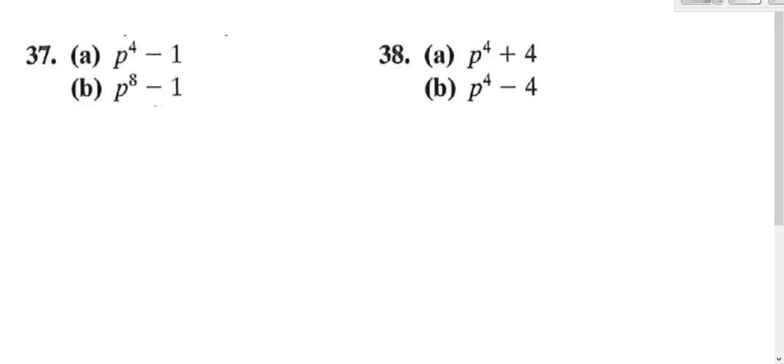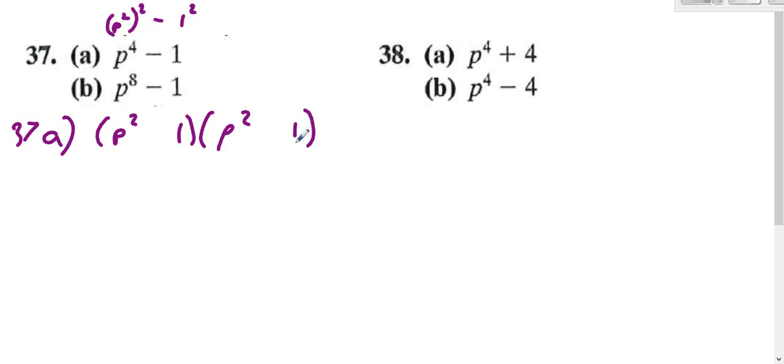So for 37, p to the fourth minus 1, those are perfect squares. P to the fourth is p squared squared. And 1 is 1 squared. So you can split that up as a difference of squares because it's a difference of squares. So your first parenthesis gets p squared. And then the back gets a 1. 1 times positive, 1 times negative.